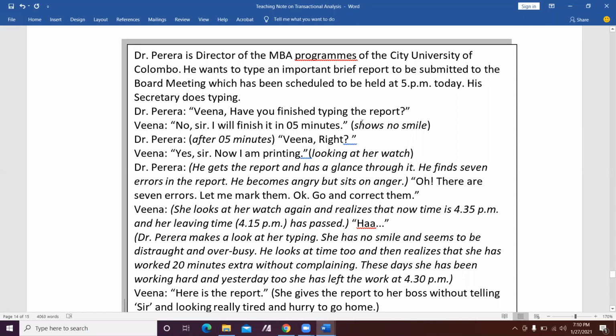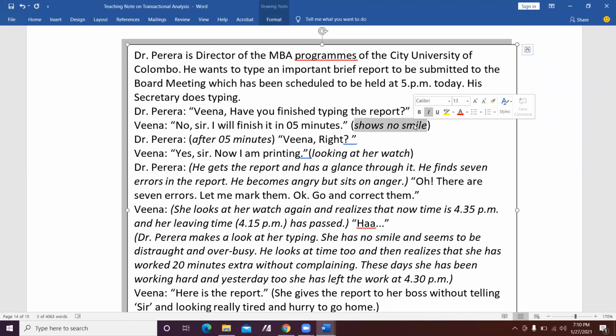Shows no smile. You see, this is within brackets, you can see the hidden message. Shows no smile, non-verbal message. Kind of, yes, physical message. Dr. Pereira, after 5 minutes: Veena, right? Veena: Yes, sir. Now I am printing. Looking at her watch. Hidden message.